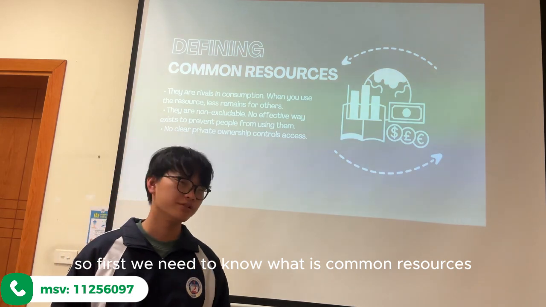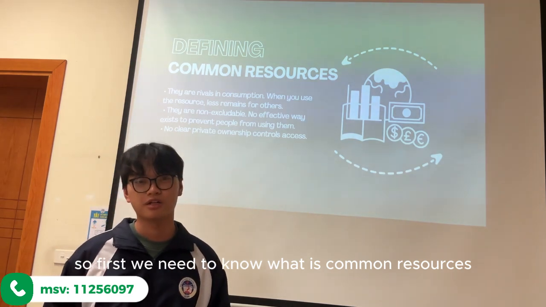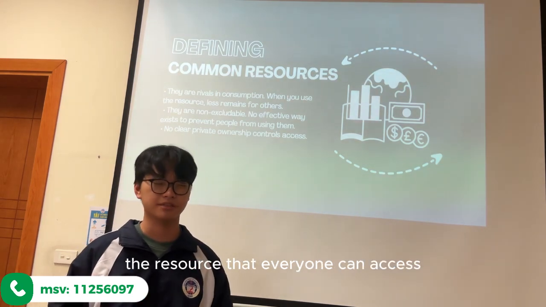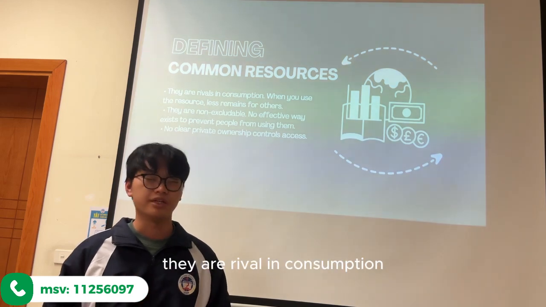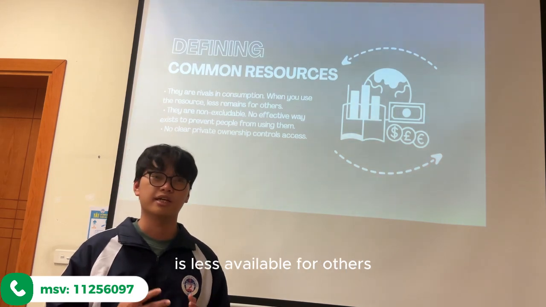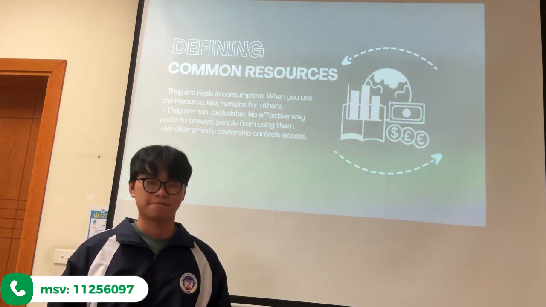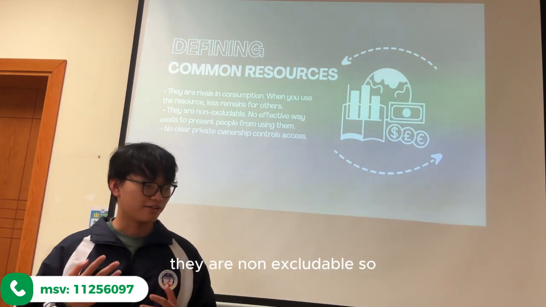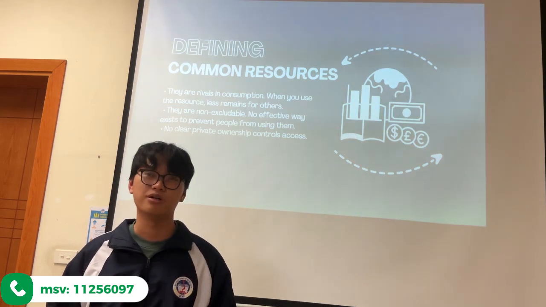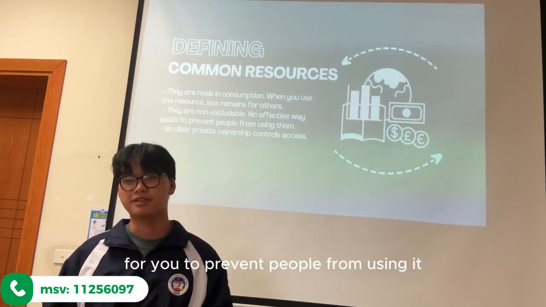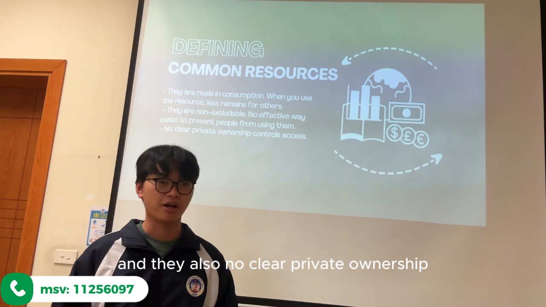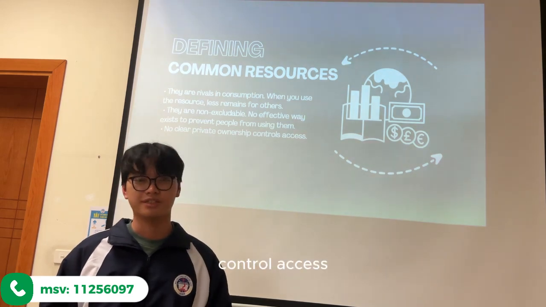So first, we need to know what common resources are. Common resources are resources that everyone can access. They are rival in consumption, meaning that when one person is using it, it is less available for others. They are non-excludable, so it's very hard or impossible to prevent people from using them, and there is also no clear private ownership controlling access.